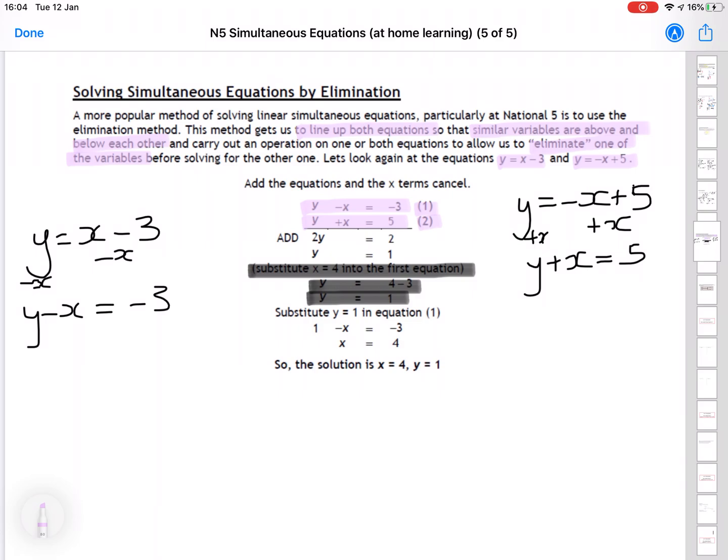Okay. So now that our letters are both on the left-hand side and they are indeed lined up one above the other, so we've got the y's above each other and the x's above each other, we next need to decide which letter we're going to eliminate. Now, the only thing you need to think about when you're deciding which letter to choose is it has to be the same coefficient for your letters.